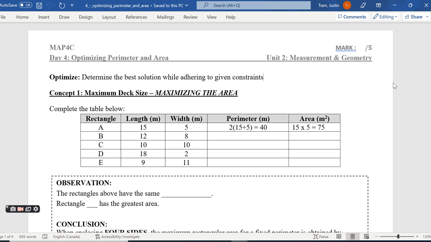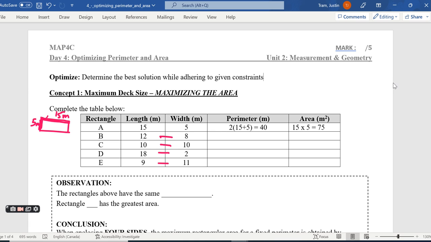So if you look at the first example, we can see that the length is 15 and the width is 5. So if I were to draw a sketch of that, 15 meters by 5 meters. Now looking at this, you can tell we're only using 20 meters of fencing or whatever we're working with on the one side. In fact, you can see that all these conditions add up to 20, right? 12 and 8 add up to 20, length and width. 10 and 10 add up to 20. 18 and 2 add up to 20. 9 and 11 add up to 20.